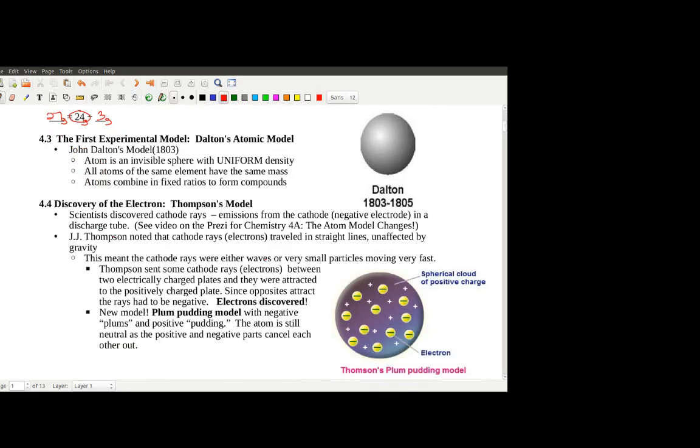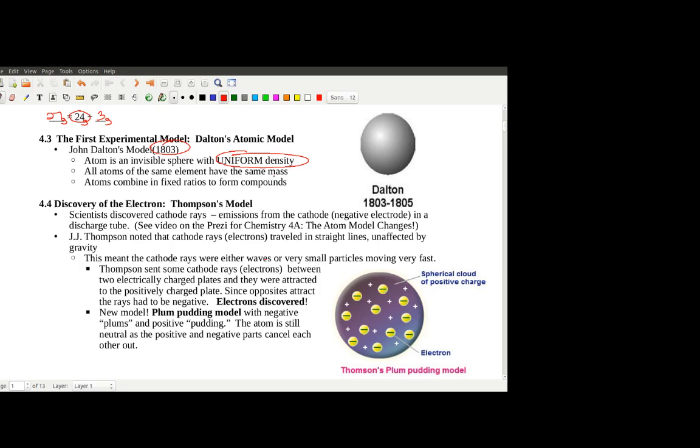Now we have the first experimental model, Dalton's atomic model. Dalton, around 1803. The atom is an invisible sphere of uniform density. Uniform density just means it's the same all the way through. Atoms of the same element have the same mass. So silver atoms all weigh the same. Gold atoms all weigh the same. Lead atoms all weigh the same.